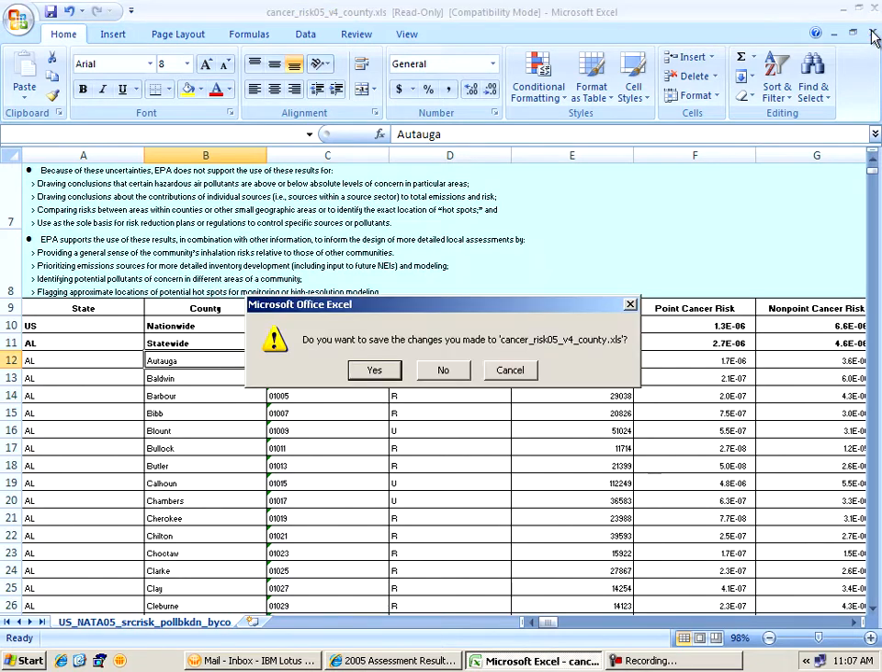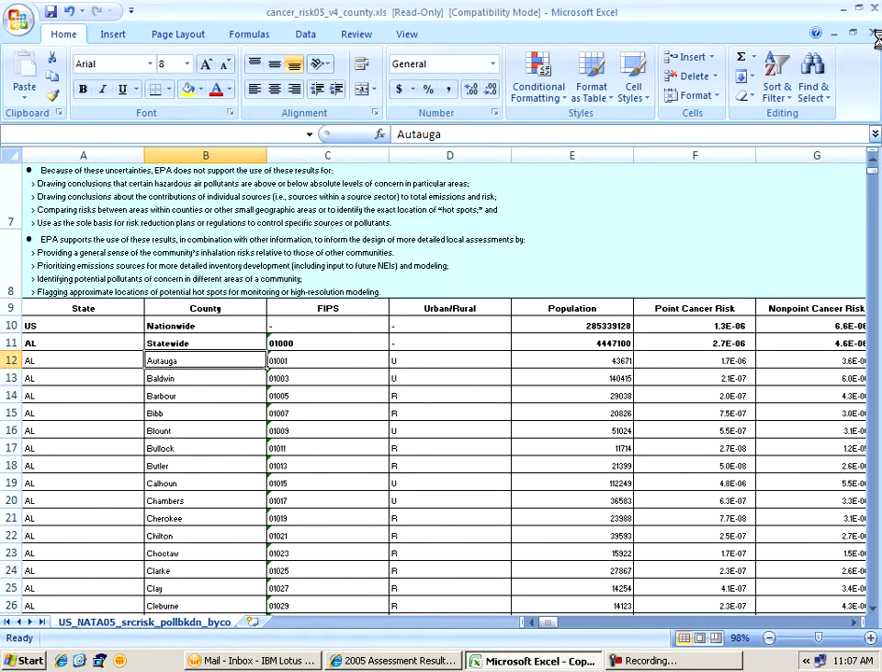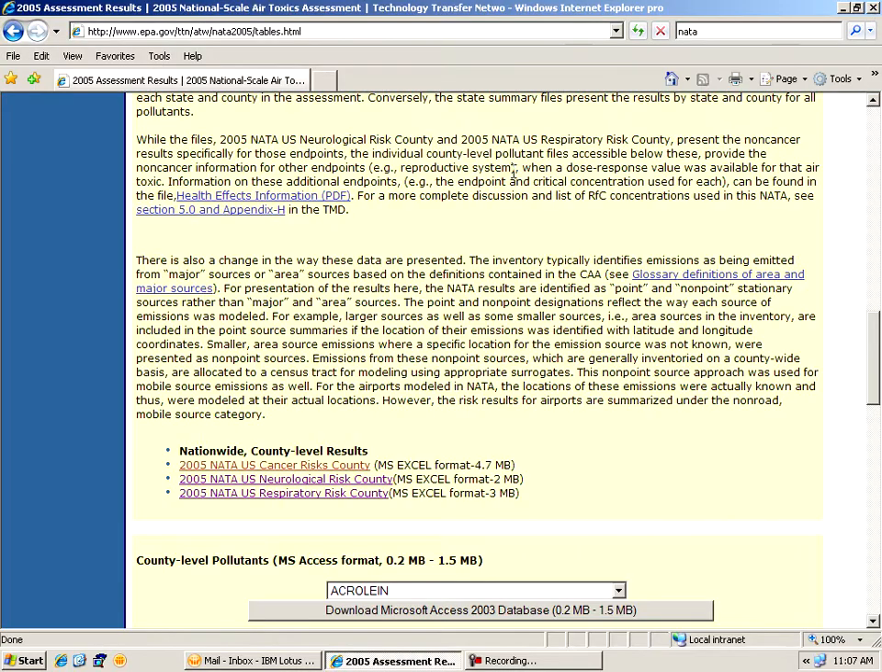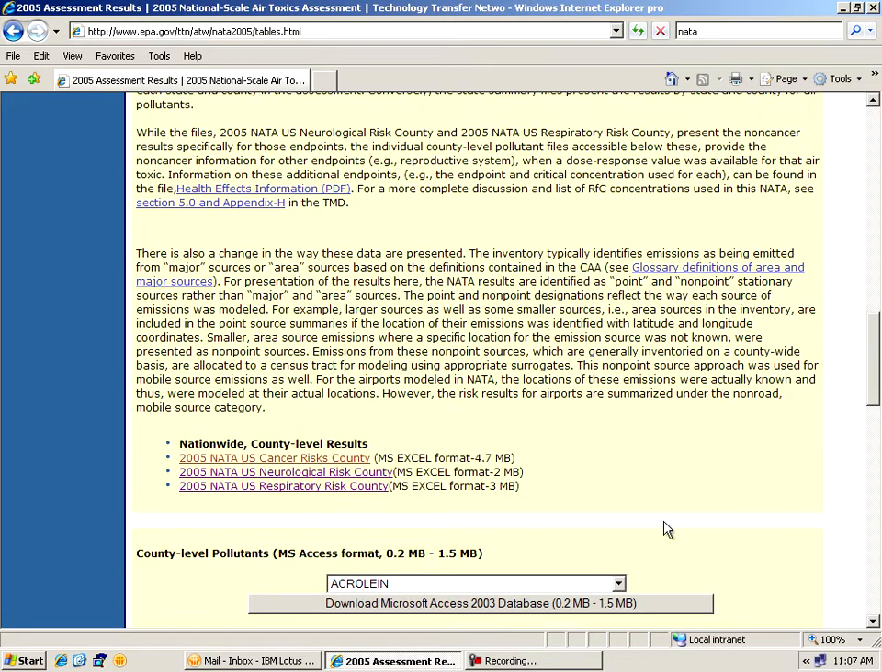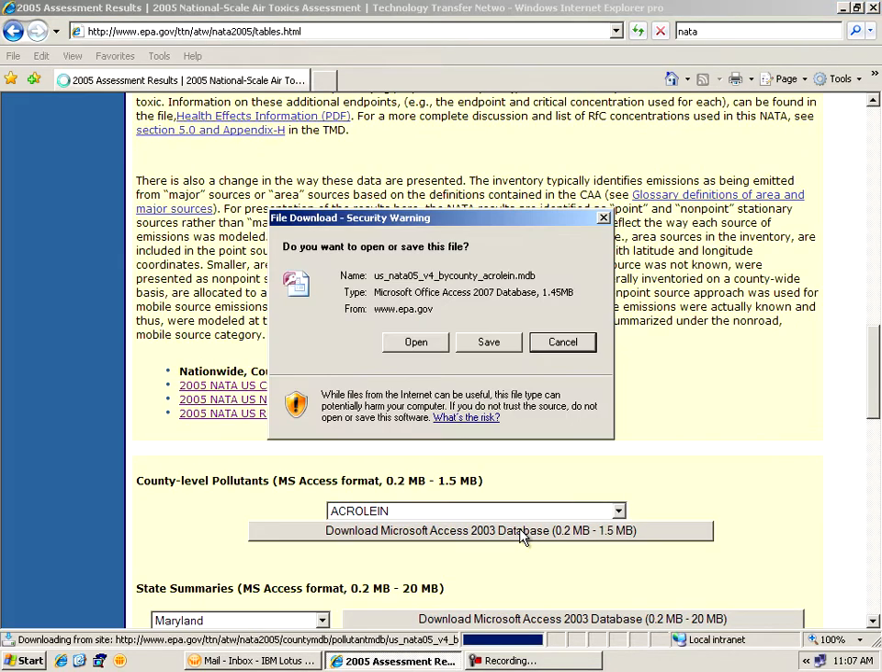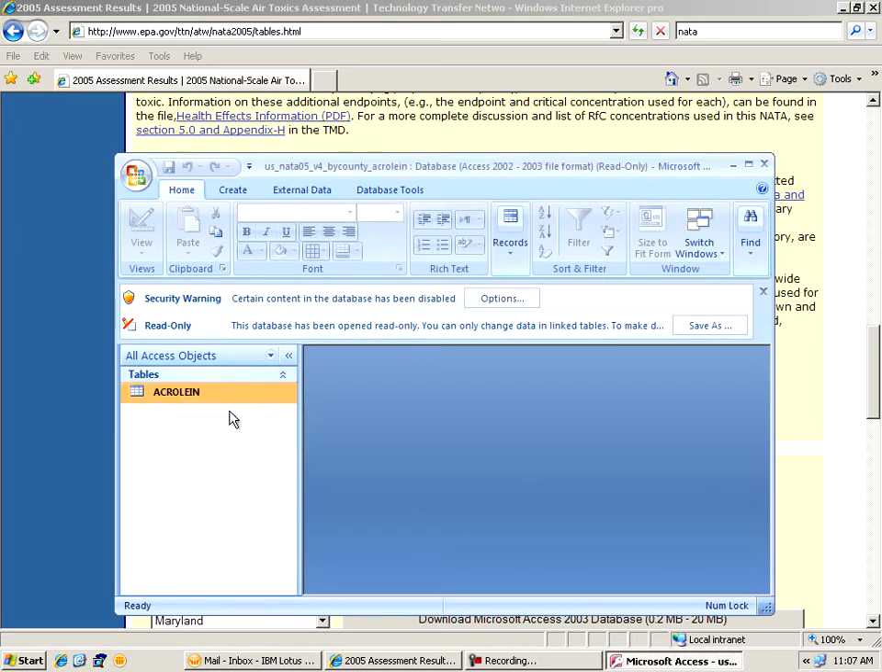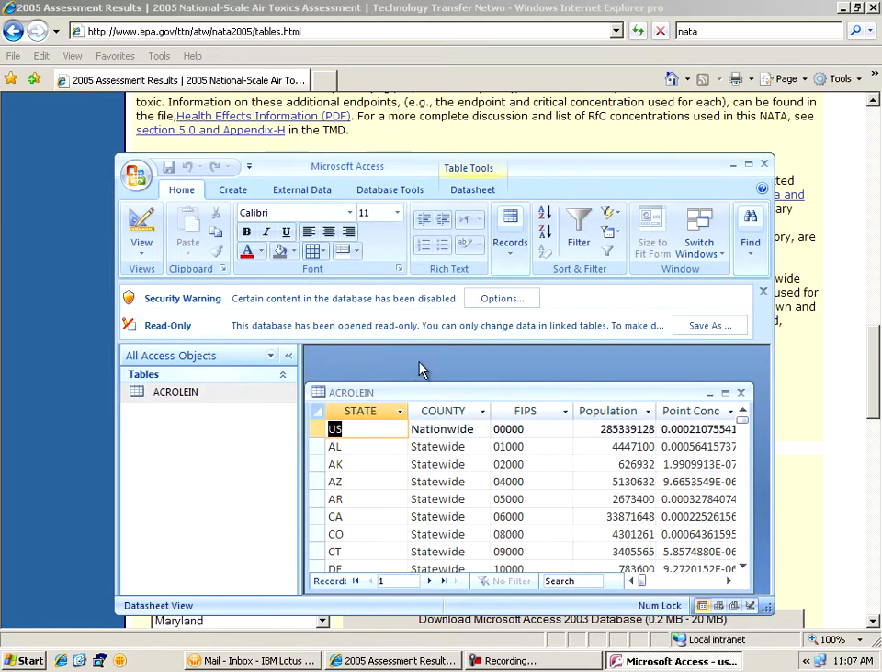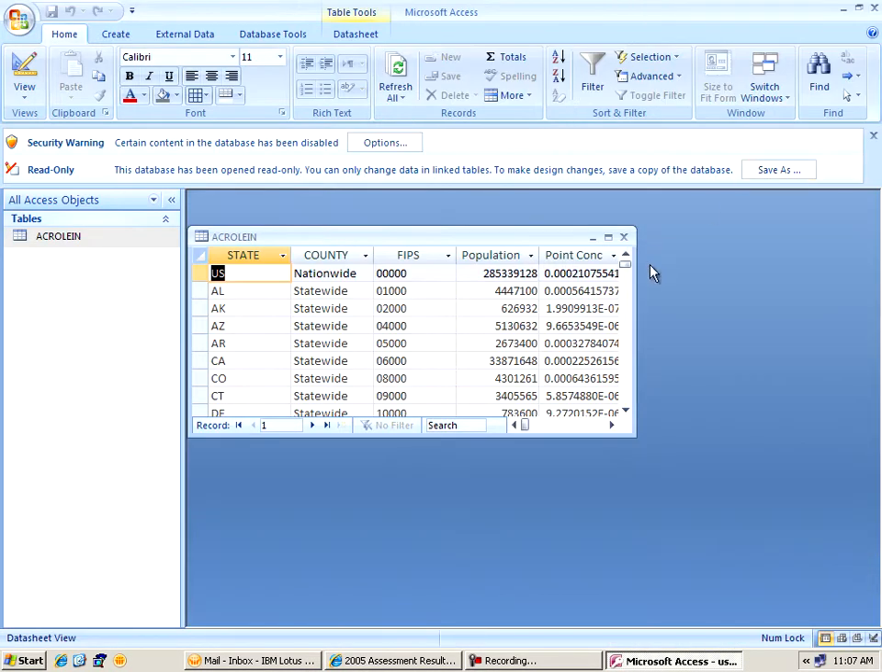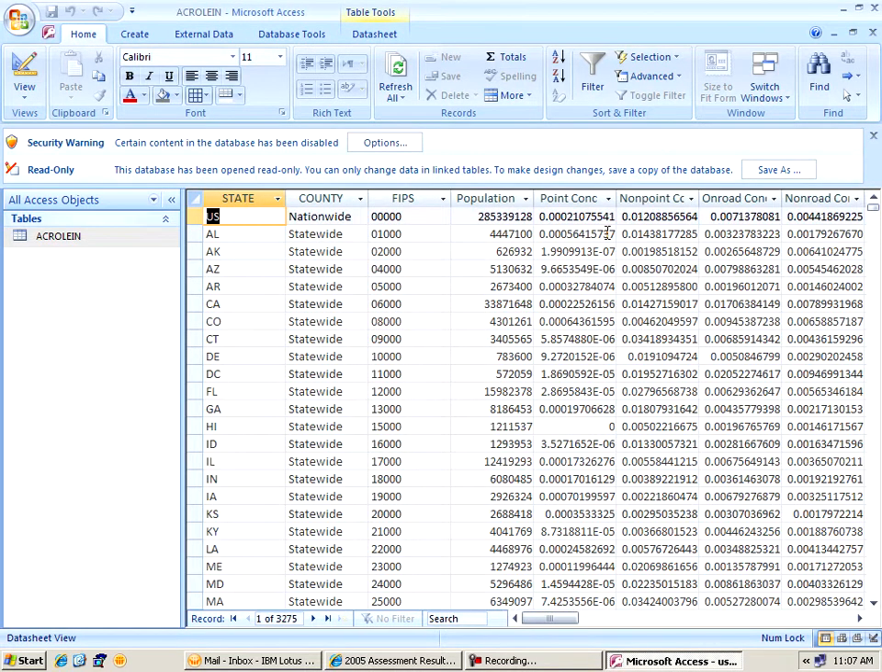We also have, I had mentioned earlier, pollutant-specific files, and let's open up one of those and browse through a county-level pollutant file. Once you get through all the Microsoft security, you'll finally get to your tables. And you can click on the table in your Microsoft. This is a Microsoft Access file now, not a Microsoft Excel file. Same type of format that I showed you in the previous file.